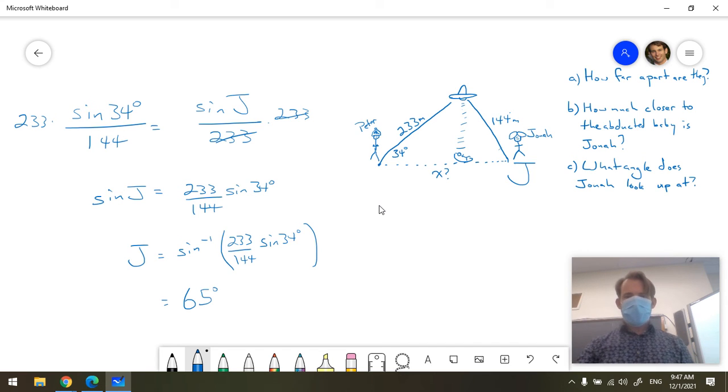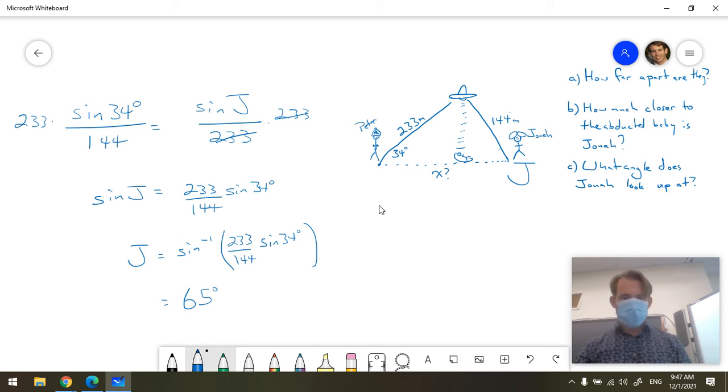But this tells us there's actually two different ways Jonah could be looking up. He could be looking up from this side of the spaceship, or he could be looking up from that side of the spaceship. In both cases, he would be looking up at 65 degrees. And this is an example of the ambiguous case of sine law. So it creates two different triangles, two different diagrams.